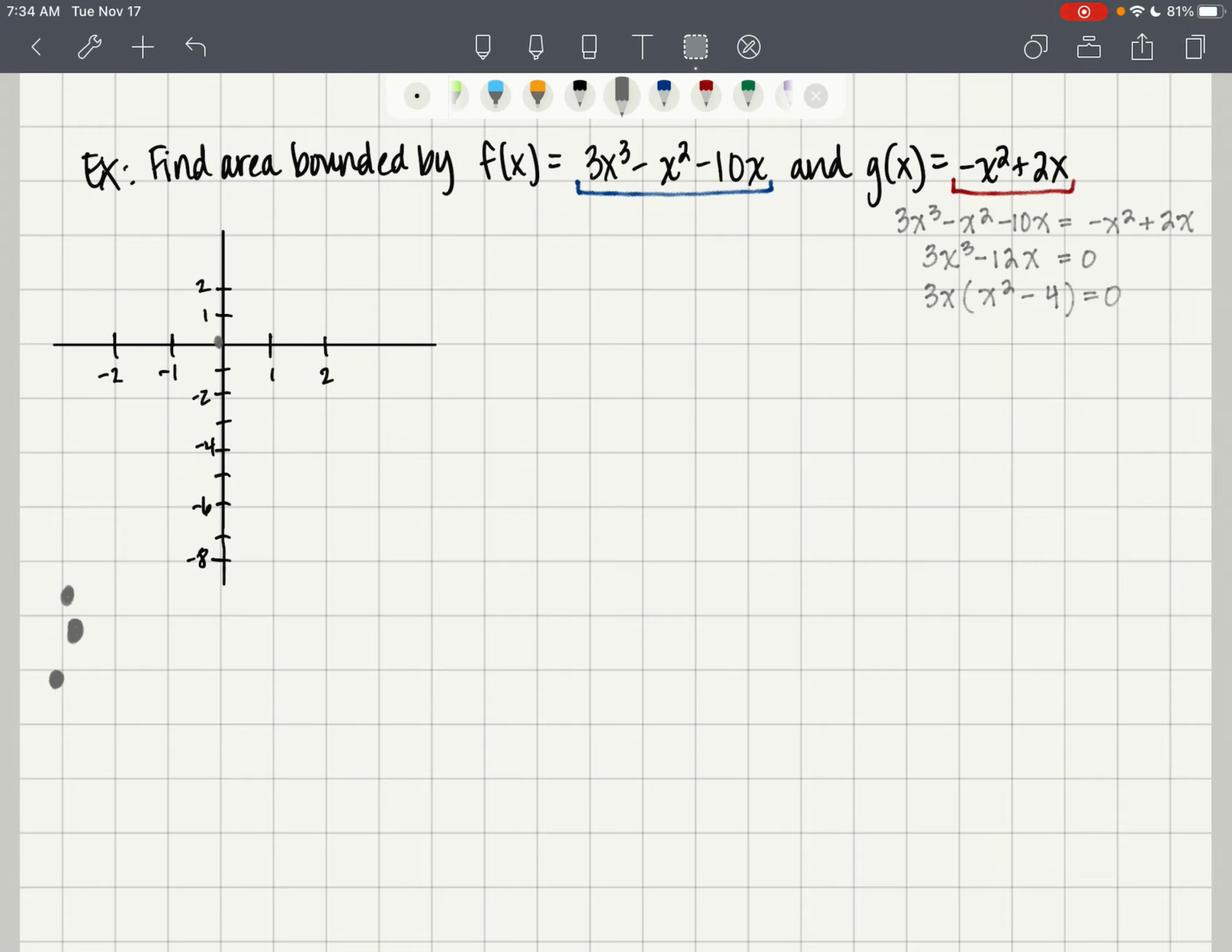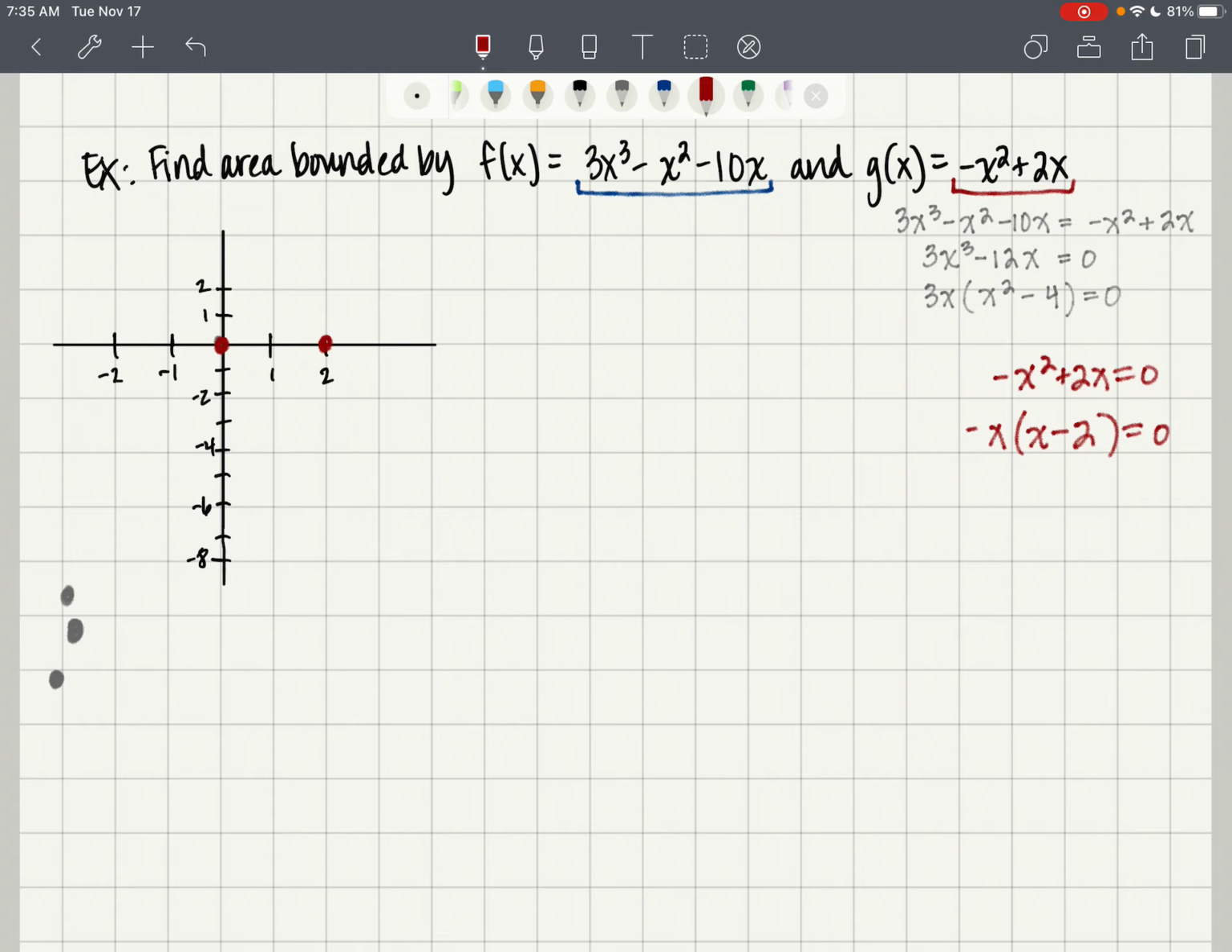Negative x squared plus 2x. I'm going to start there because that's a quadratic function. So I'm going to start just by graphing that function. I know it has an x-intercept at x equals 0. Negative x squared plus 2x equals 0. We factor out the negative x and we get x minus 2. We get another x-intercept at x equals 2.